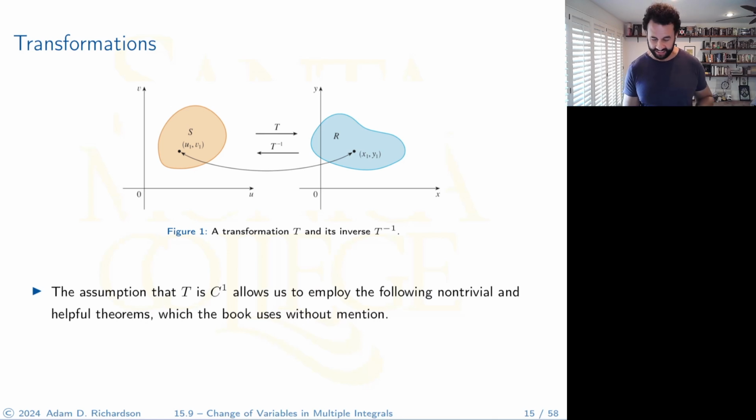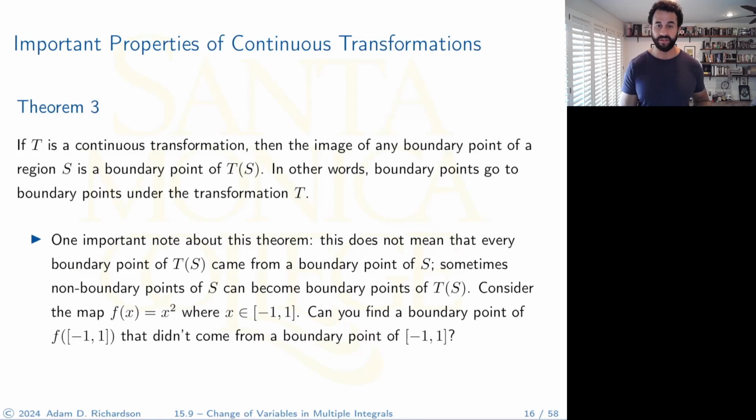The assumption that T is C1 allows us to employ the following non-trivial but very, very helpful theorems, which the book uses without mention. This is something that the book is appealing to in its examples and its discussion about transformations, but it is not outright stating them. And I feel that it's important to state these results because they're non-trivial results. They're important. So here's one. This is an important one.